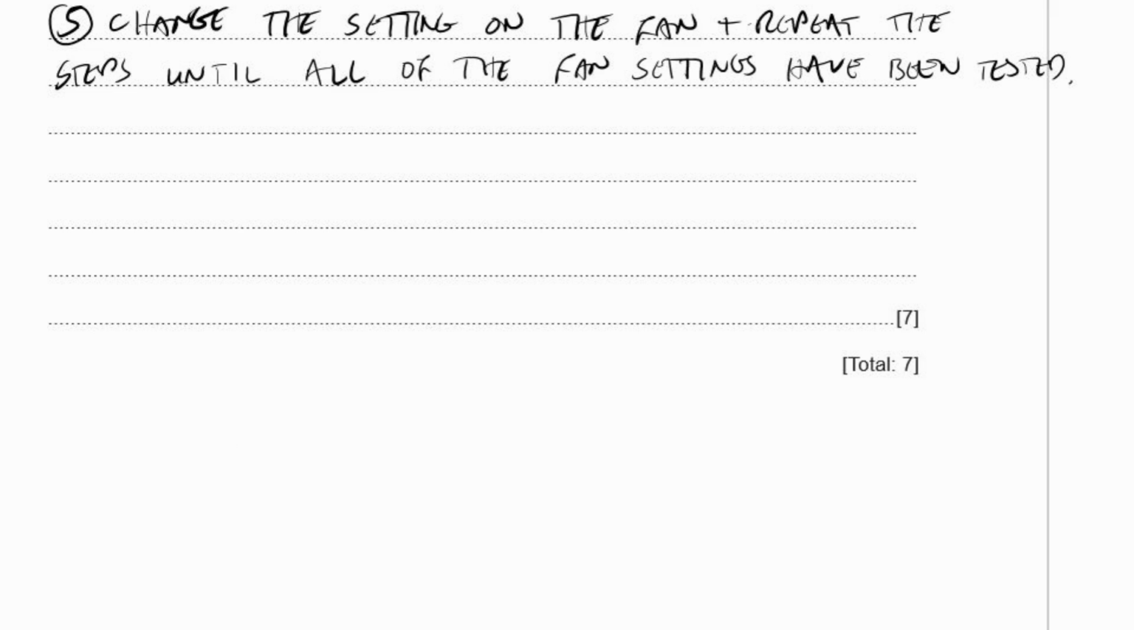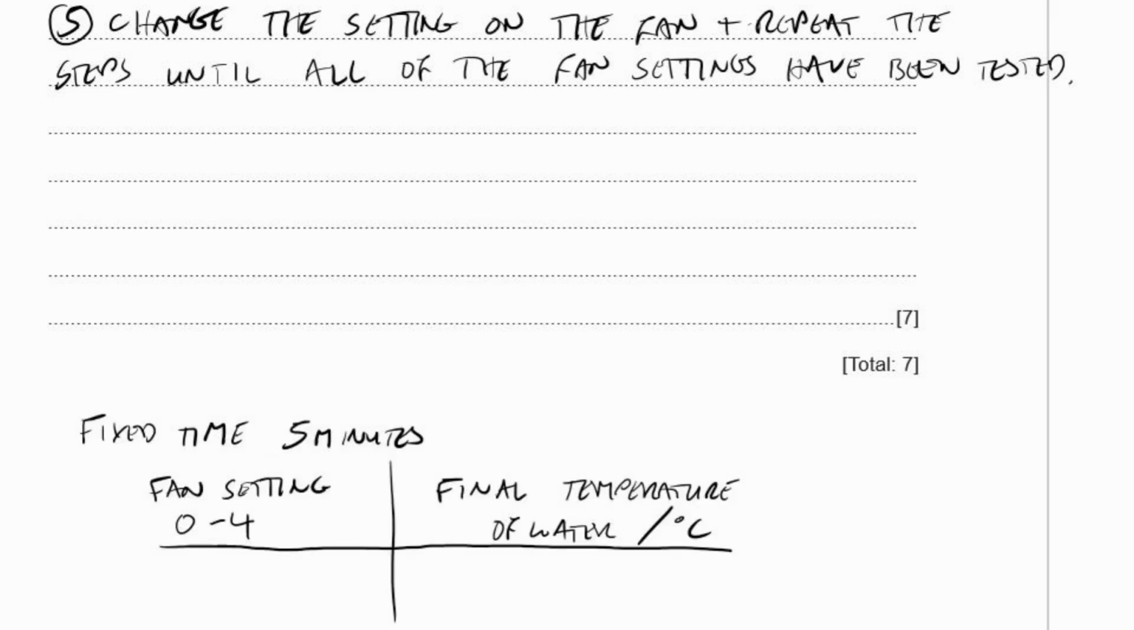The time for 5 minutes is set as a part of the method, so I could, if I wanted, write in time 5 minutes for each of them. You don't really have to. If you want to, sure, go for it. And there we go. What I've done, rather than write down a whole section, I've put fixed time of 5 minutes, fan setting 0 to 4, final temperature of water in degrees Celsius. Okay, so now the fan setting and the final temperature of water should give me all the information I need.